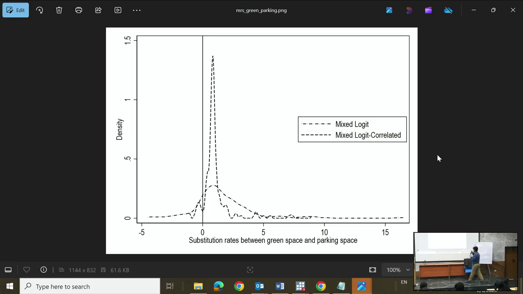So, if I remember correctly, I don't have the number right now, but you can see, for instance, around here is like 2. Yeah, it was around 2. So if the average is 2, for every percentage of parking space that they give up, they are asking for 2% of increase in green. So twice as much.